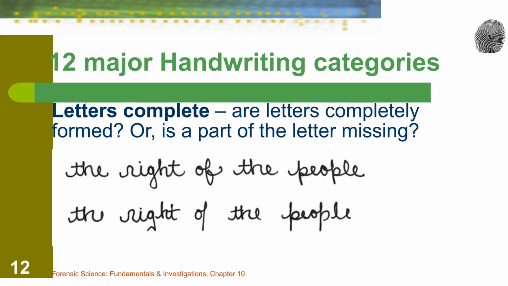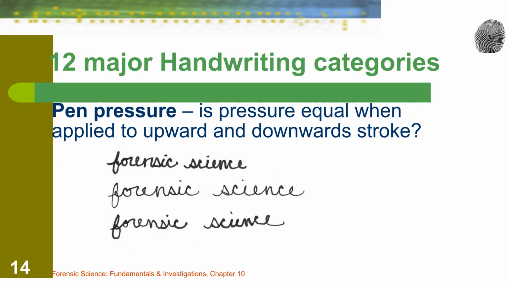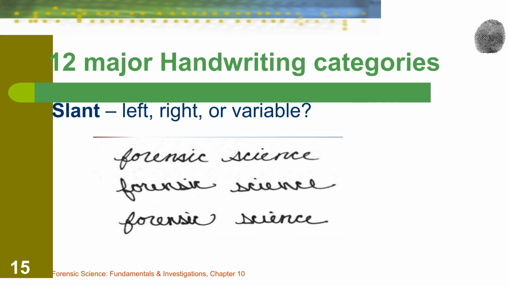Letters complete is about whether letters are fully formed or if a part of the letter is missing in the handwriting sample. The category cursive and printed letters addresses whether the writing contains printed letters, cursive letters, or a combination of both. Pen pressure examines if the pressure applied during upward and downward strokes is equal or variable, which contributes to the darkness of the lines. Finally, slant analyzes the direction of the writing, whether it is slanted to the left, the right, or if the slant is variable throughout the text.